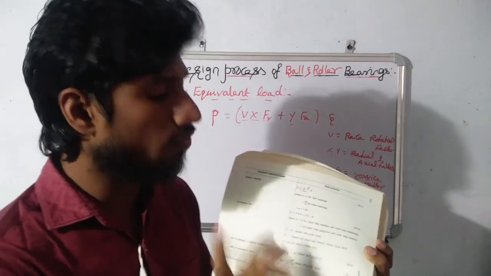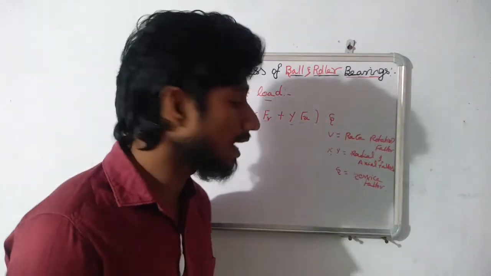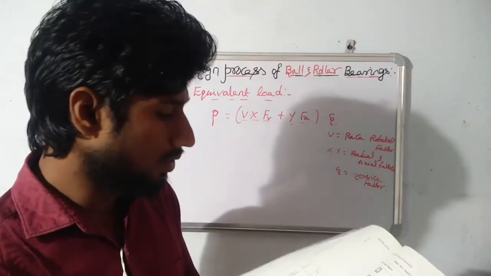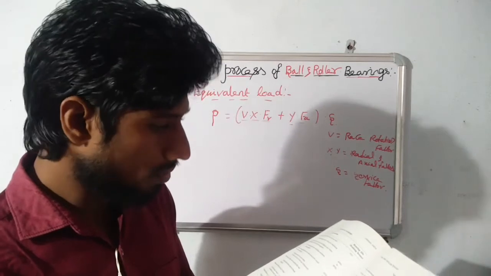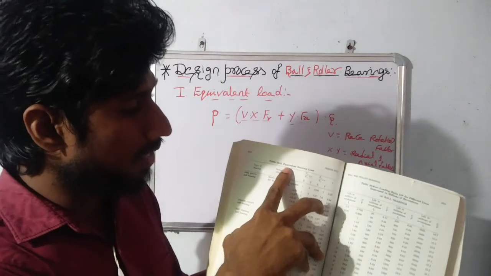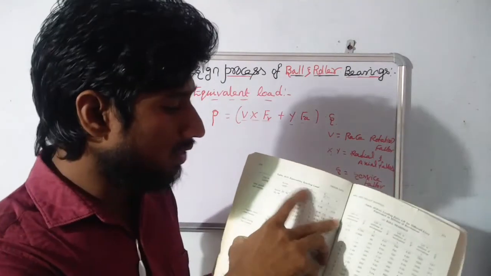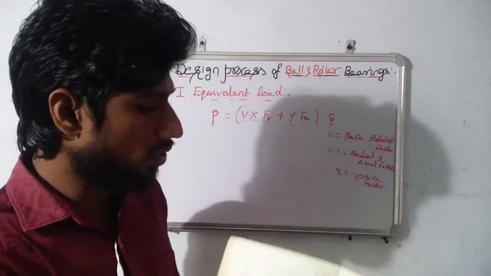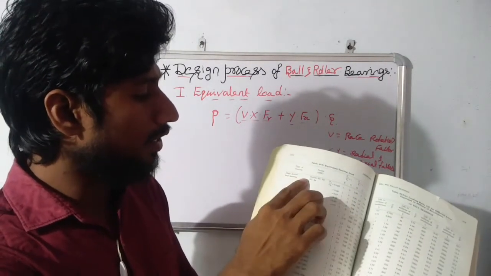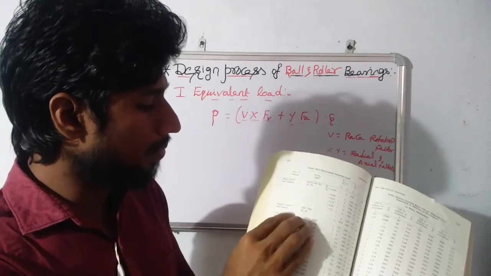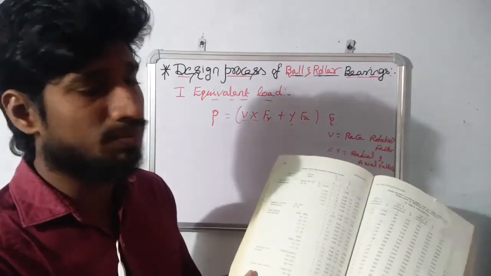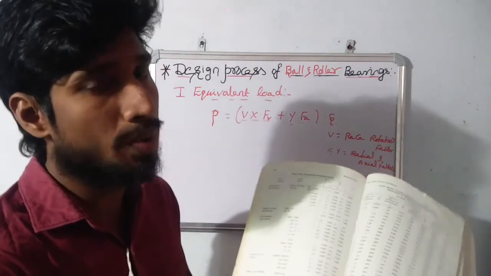Go to X and Y, the radial and axial load factors. How do we consider them? For that purpose, we use table number 20.5, which gives the equivalent bearing loads. In it we have different types of bearings, like the deep groove ball bearing, angular contact ball bearing, self-aligned ball bearing, and spherical roller bearing.